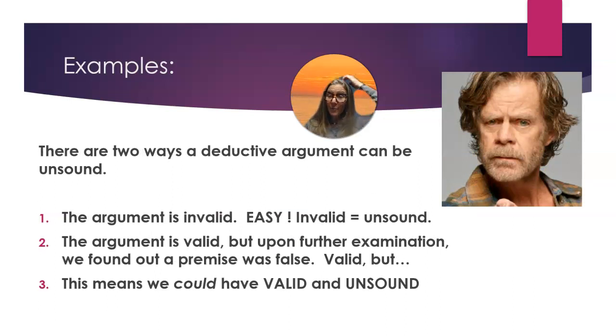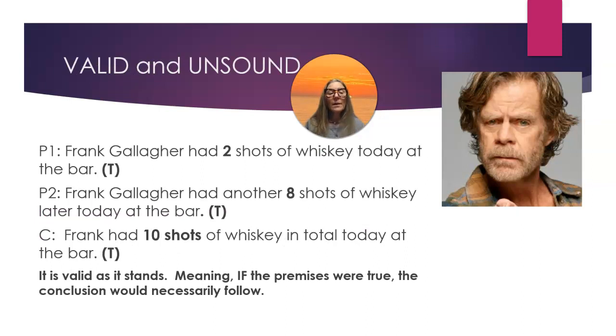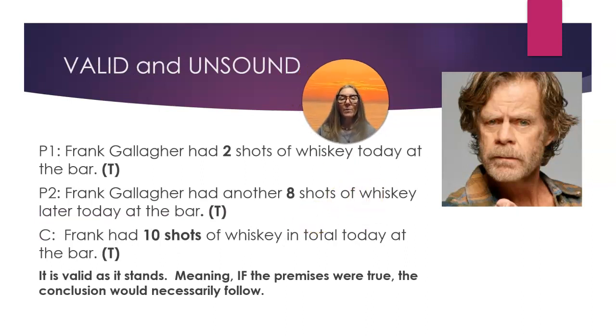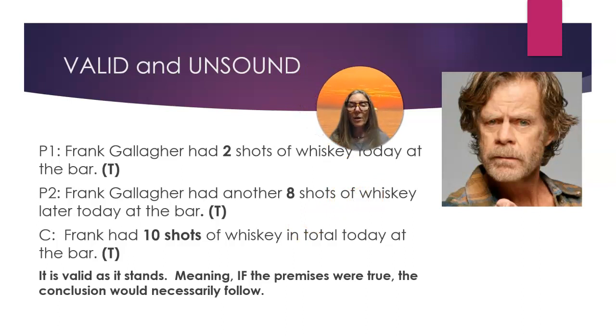We could have valid but unsound arguments. So arguments that are in good form but that have false premises. Let's make this a valid argument. Frank had 2 shots of whiskey, then he had another 8. He had 10 shots. So that means this is a valid argument.